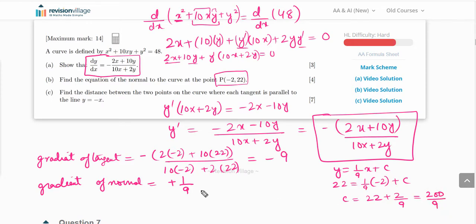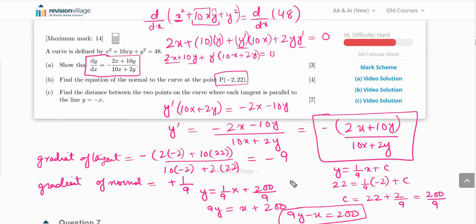So the final equation of the normal will be y equals 1 over 9 x plus 200 over 9. When we multiply both sides by 9, I'll get 9y equals x plus 200, or I can simply write 9y minus x equals 200. So that's the equation of the normal to the curve. So I'll just write it as 9y minus x equals 200.